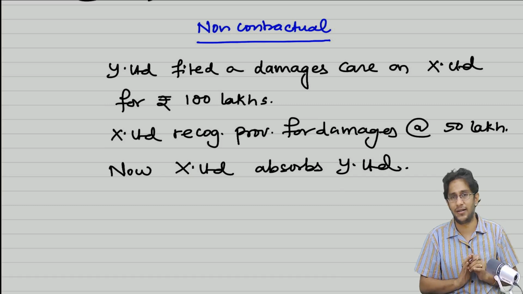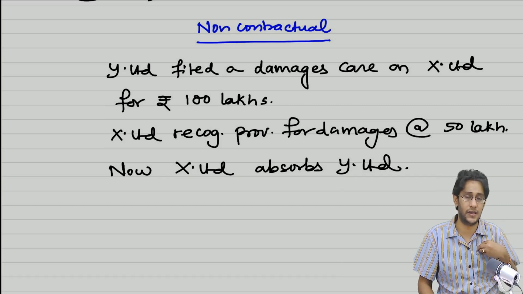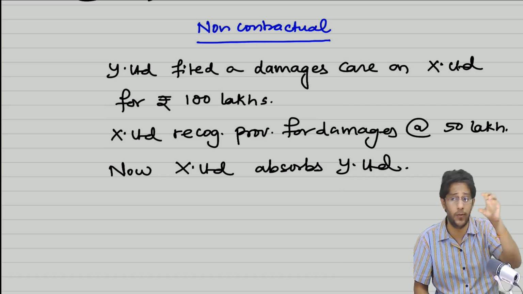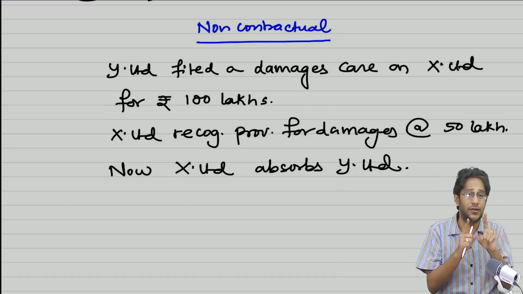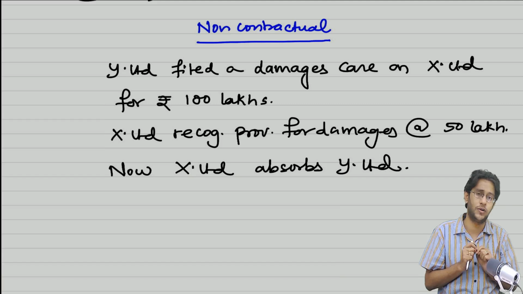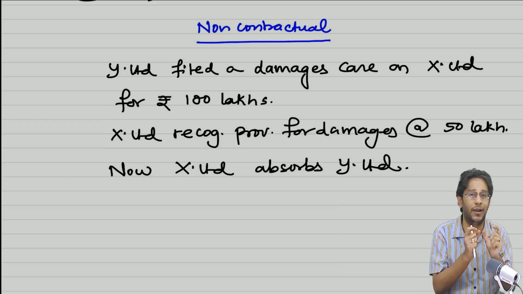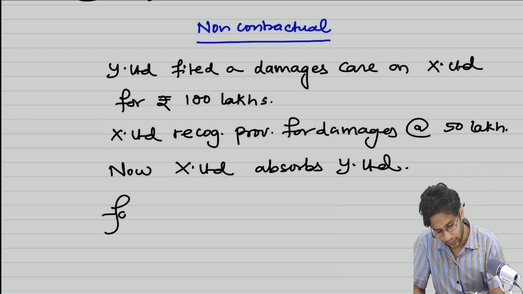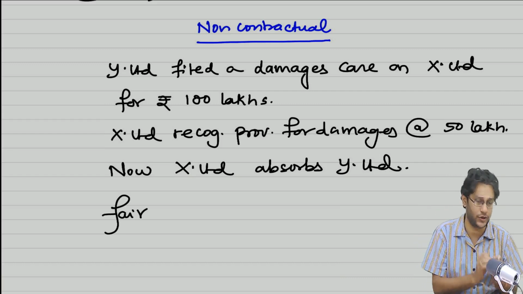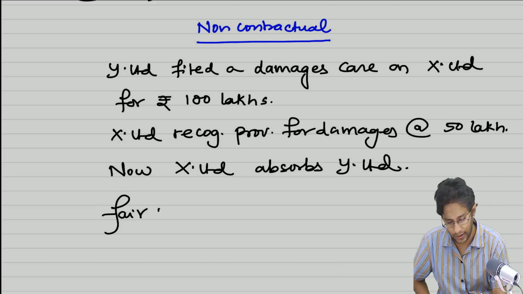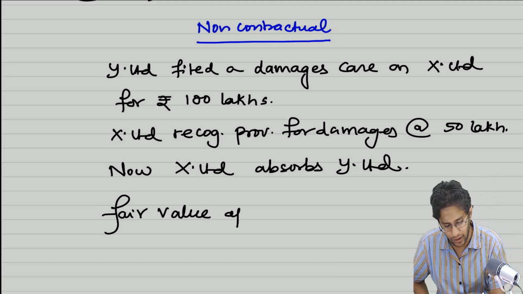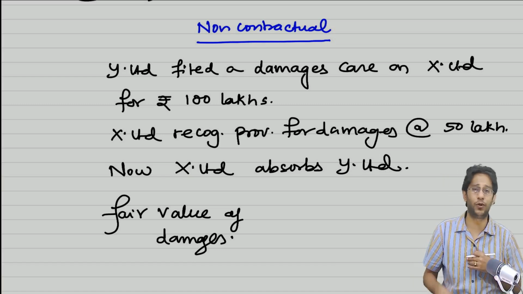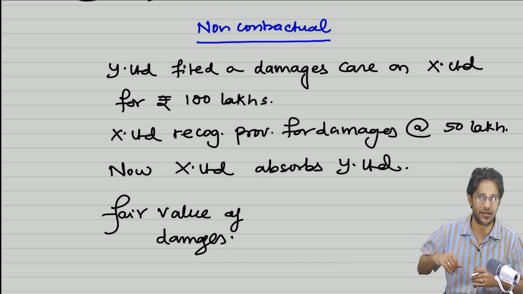So whatever PC X Limited is paying to Y Limited, this money is not entirely towards business combination. Some amount is towards settlement of a litigation. So we assume that the pre-existing relationship in the form of a litigation is settled at fair value. Fair value of this damages means in your books liabilities are appearing at 50 lakhs because you created 50 lakhs provision on the last balance sheet date.